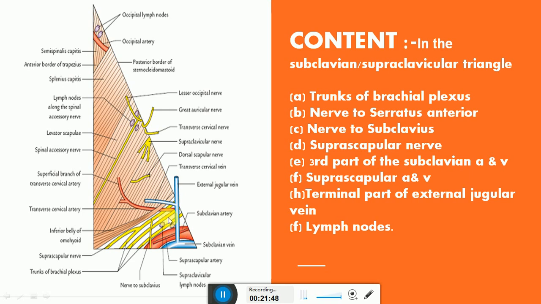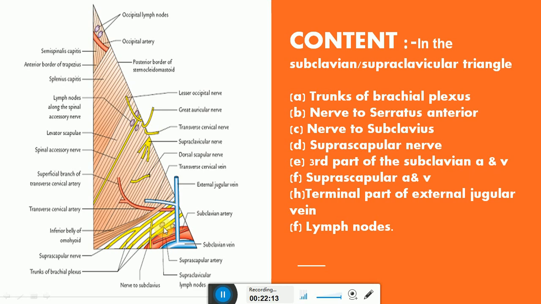Along with that, we can see the suprascapular artery. This one is the suprascapular artery. This will be accompanied by a vein and a few lymph nodes. So these are the contents of the subclavian or supraclavicular triangle.